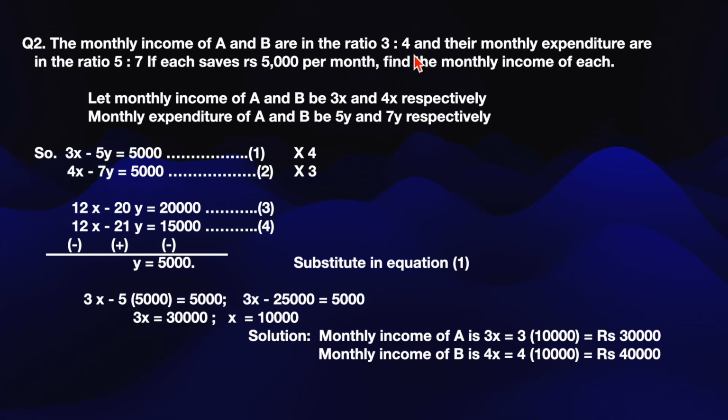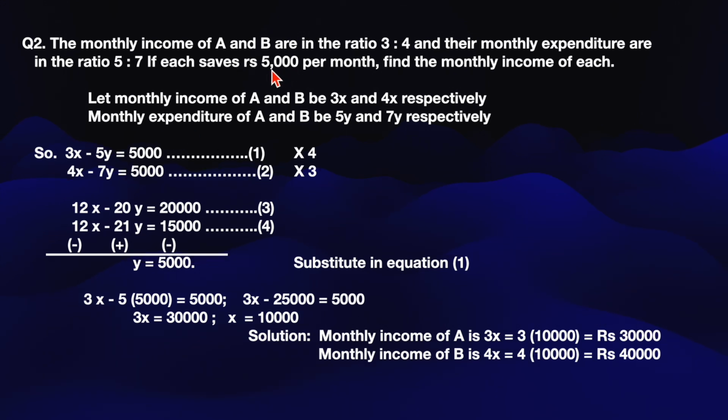So this ratio can be written like this. Okay, expenditure ratio is 5:7. We are writing it as 5y and 7y. Okay, now let us take A. Okay, he has a monthly income of 3x and the monthly expenditure of 5y. So 3x minus 5y is his saving.